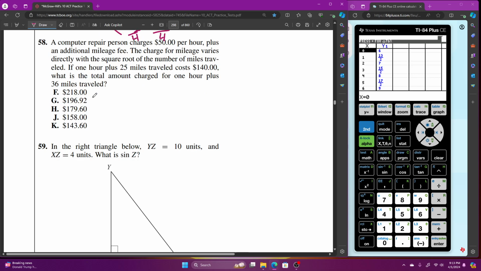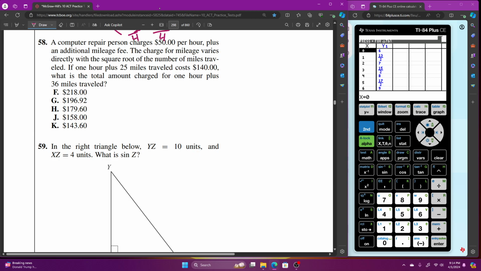And then question number 58 says, a computer repair person charges $50 per hour plus an additional mileage fee. The charge for mileage varies directly with the square root of the number of miles traveled. If 1 hour plus 25 miles traveled costs $140, what is the total amount charged for 1 hour plus 36 miles traveled? Well, it's going to be a little more than 140. All of those are more than 140.